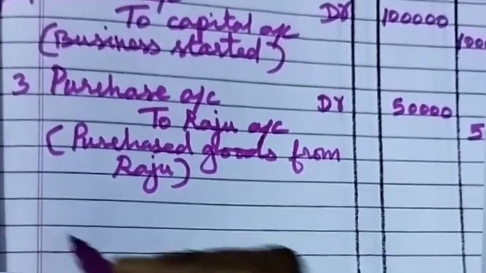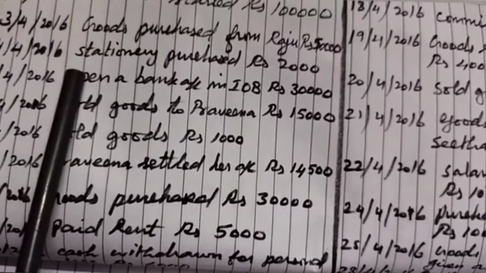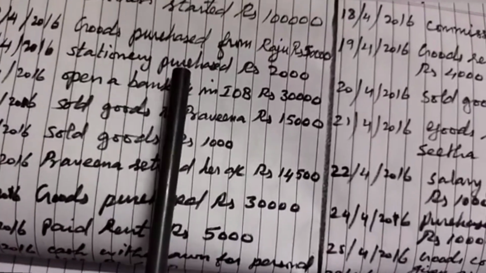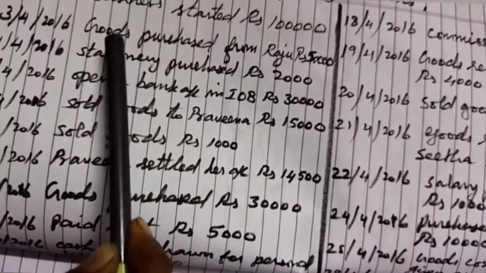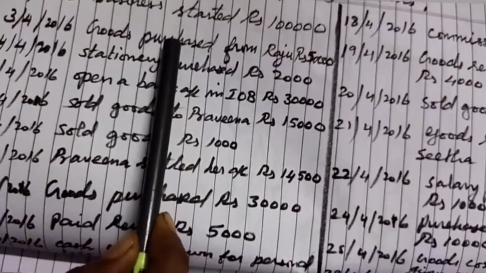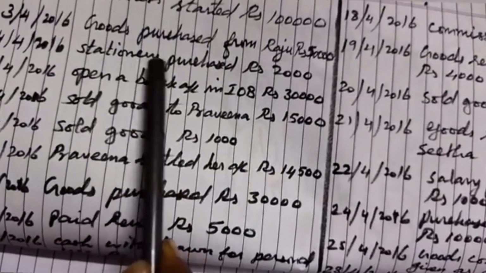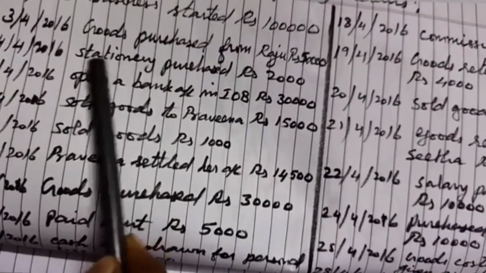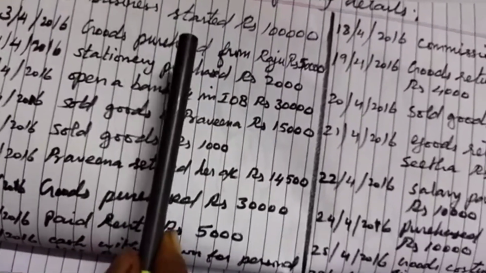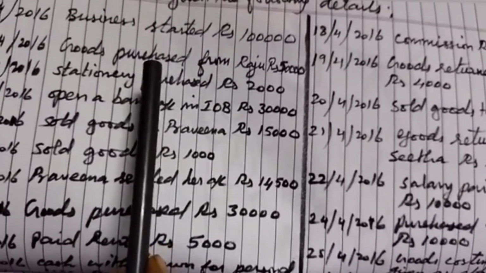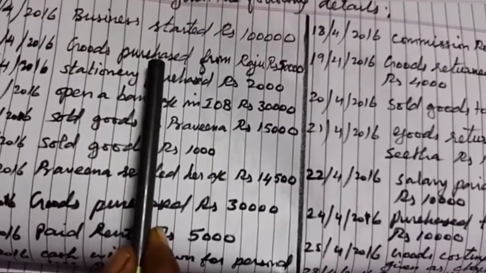Then next transaction we can see. 4th April 2016. What happened? Stationery purchased rupees 2,000. This is also purchase, but only for goods we are giving the name purchase. For stationery purchase means we have to give the name stationery only. Why? In order to differentiate the accounts and all, we are giving different names. For the goods only, we are giving the names purchase, sales, purchase return, sales return, and stock.